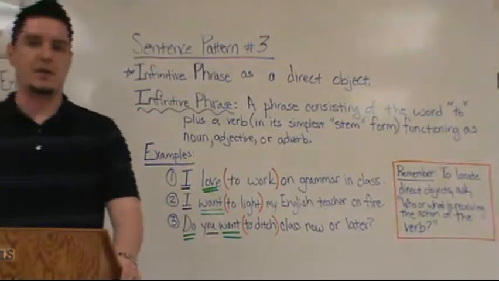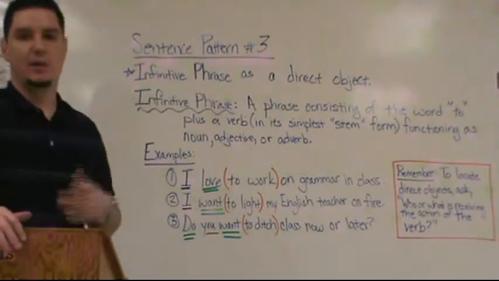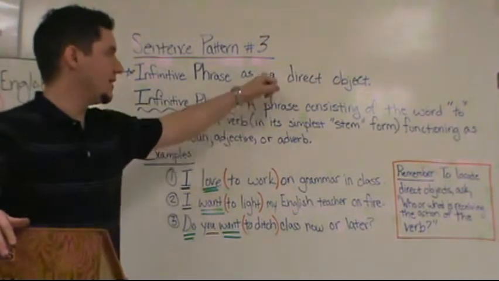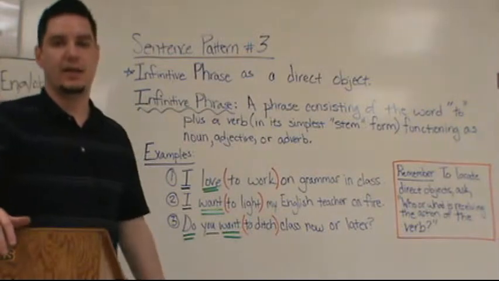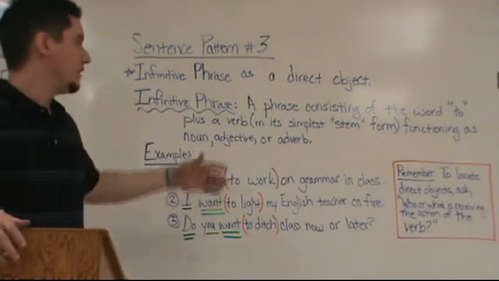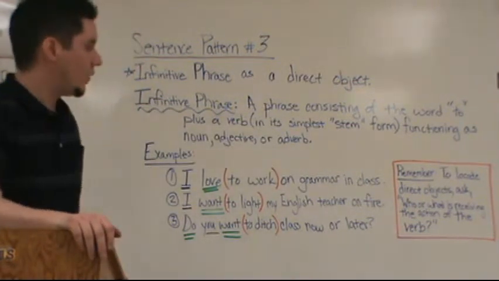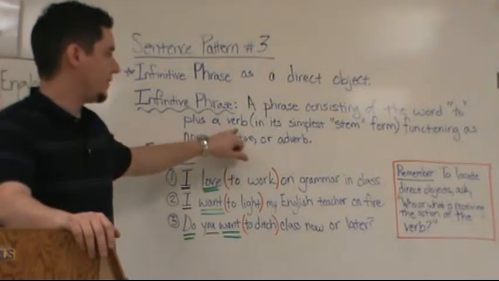Okay, we're on to sentence pattern number 3 here. In this case, we're taking a look at infinitive phrases, but we're looking at only one function of them. We're looking at using an infinitive phrase as a direct object in a sentence. Reminder, we talked about this in class, but just to review, an infinitive phrase is a phrase consisting of the word to plus a verb.